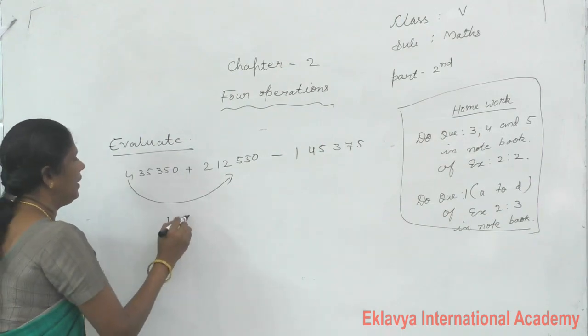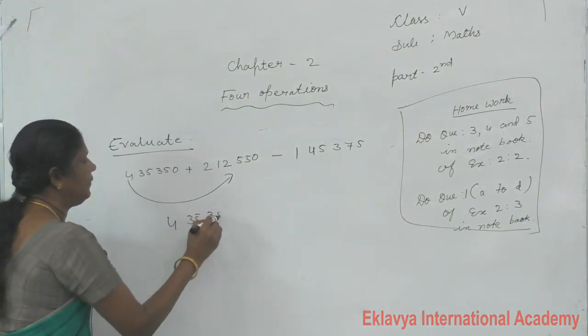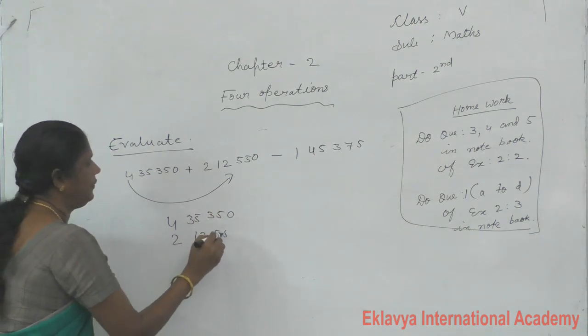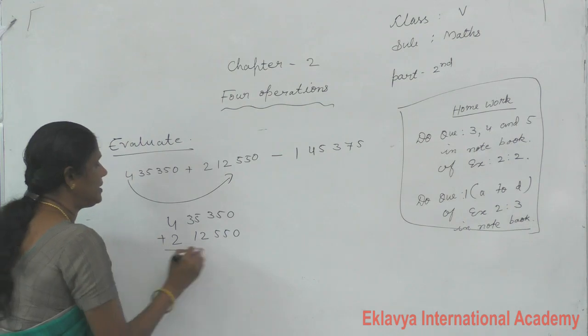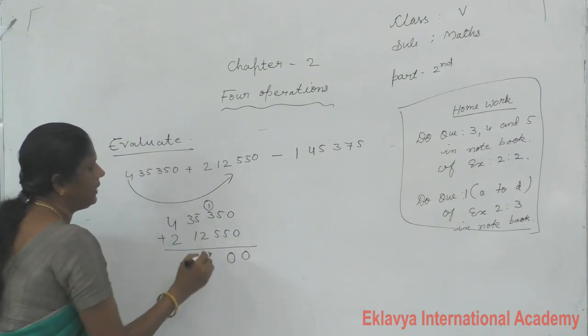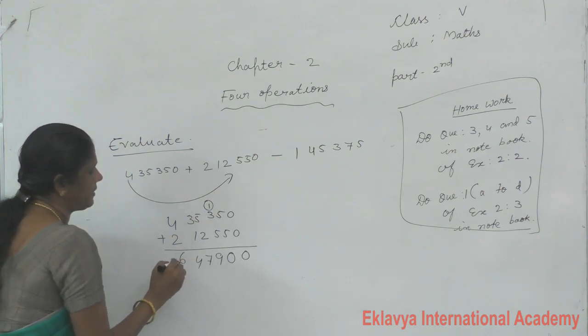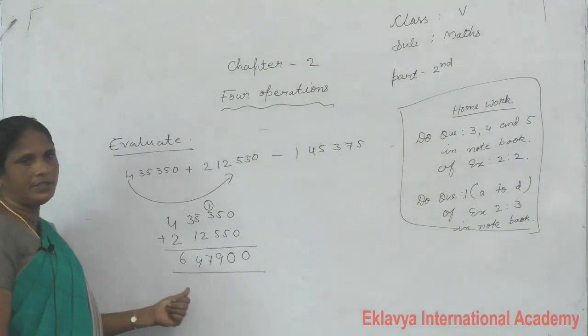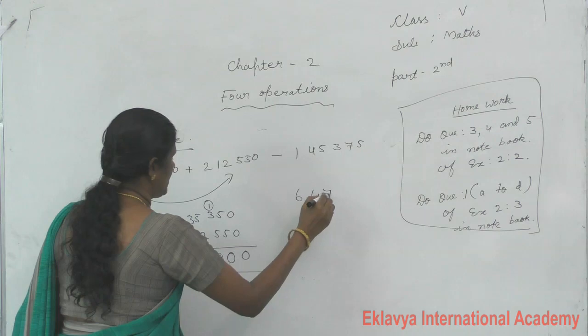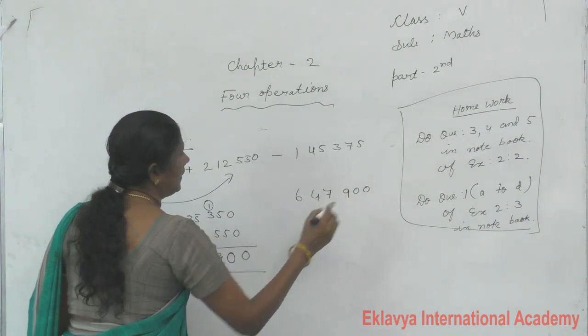Then 4,35,350 and 2,12,550. First we add these numbers. 0, 10, carrying over 9, 7, 4, 6. Then this answer right here: 6,47,900.